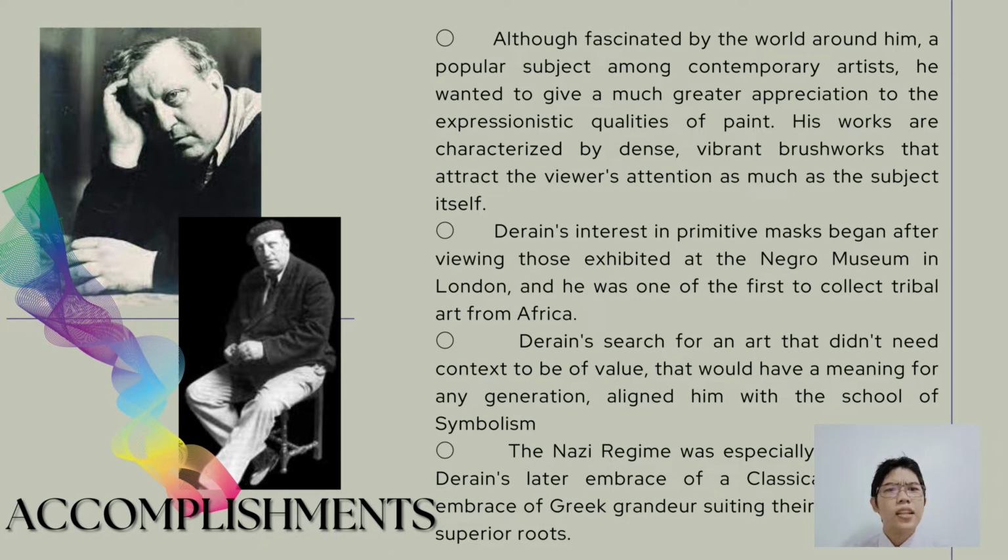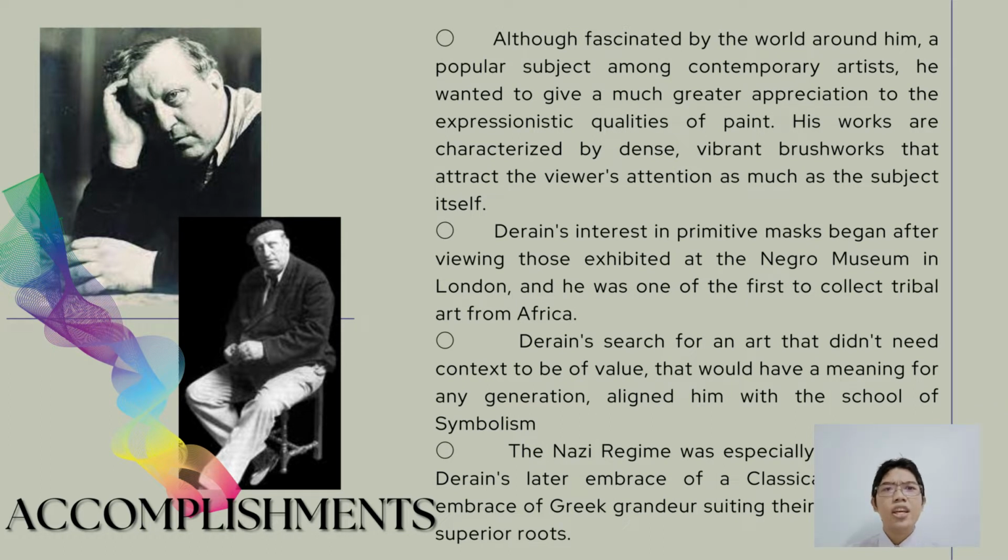Although fascinated, he wanted to give a much greater appreciation to the expressionistic qualities of paint. His works are characterized by dense, vibrant brushworks that attract the viewer's attention as much as the subject itself. Derain's interest in primitive masks began after viewing those exhibited at the Negro Museum in London, and he was one of the first to collect tribal art from Africa.